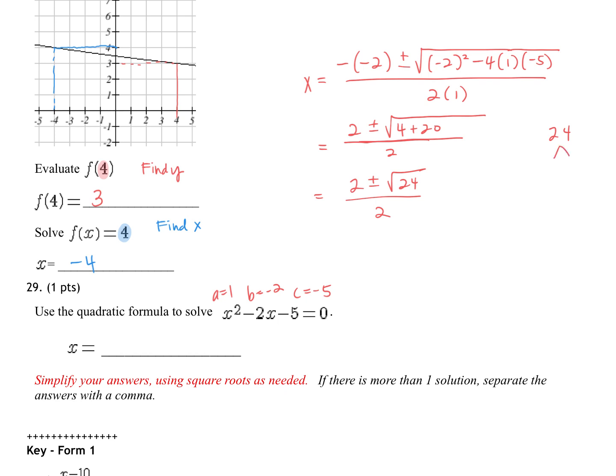24, we can break that down into 6 times 4. And 6 is 2 times 3, and 4 is 2 times 2. Pair of 2's will come out. So this will be 2 plus or minus 2 square root of 6. Those 2 times 3 goes back under. And then we have the chance of reducibility. All of those 2's divide out and leave us 1 plus or minus the square root of 6.